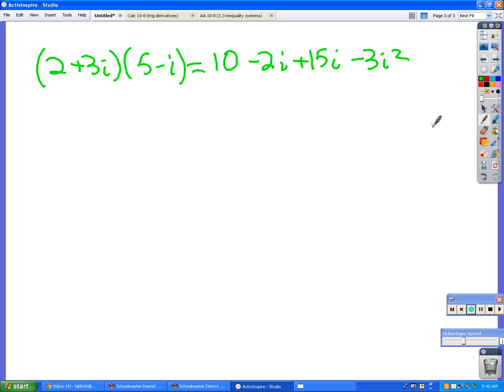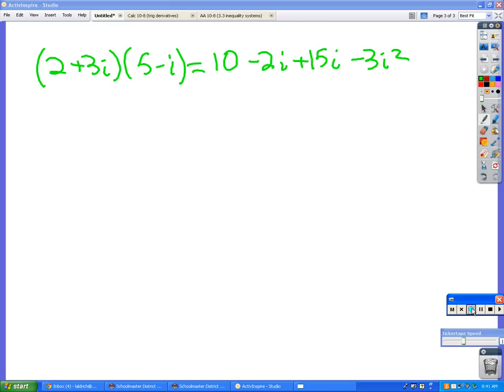Okay? So before we go on, I'm going to make sure that everybody understands what I just did. First times first, outside times outside, inside times inside, and last times last. The square is negative 1. Did everybody get how we got those 4 terms? Okay, now we're going to simplify.